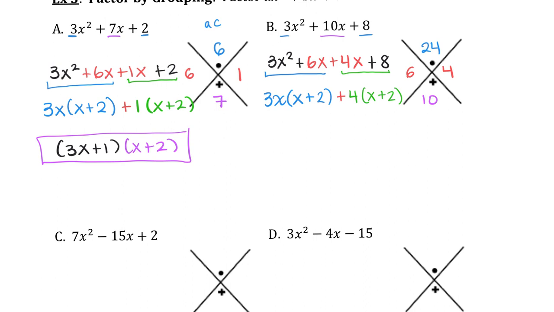Okay, they have a common factor. They both have the x plus 2. So I know one of the parentheses is x plus 2, and it has a 3x plus 4 as the leftover stuff. So 3x plus 4 is one of my parentheses, and then x plus 2 is my other factor.